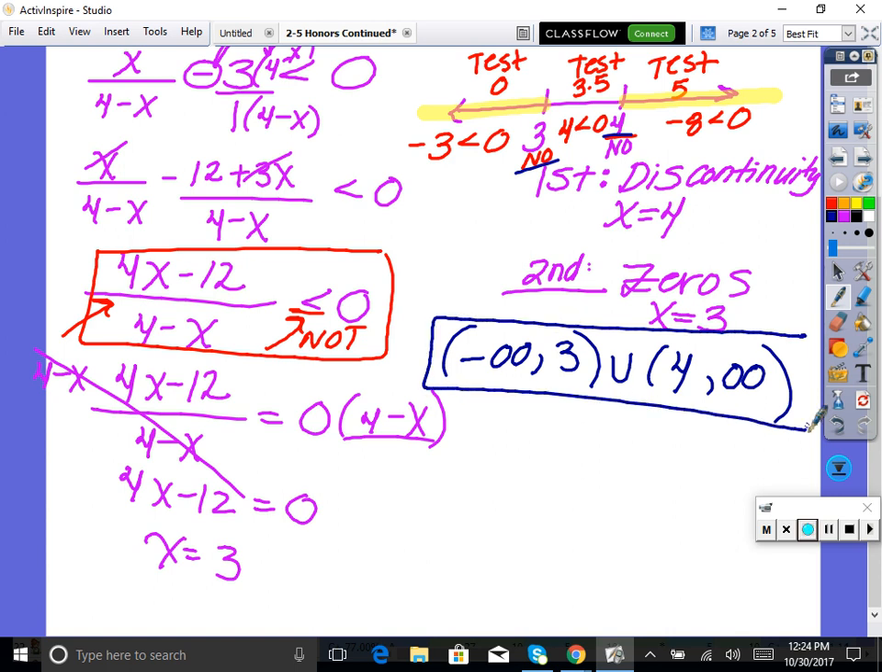So good question. It's definitely never going to be 4, because that would be our vertical asymptote, right? Discontinuities are x values that our function will never be. So 4 cannot be included. Right, the bottom would be 0.